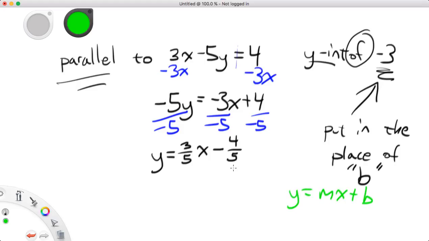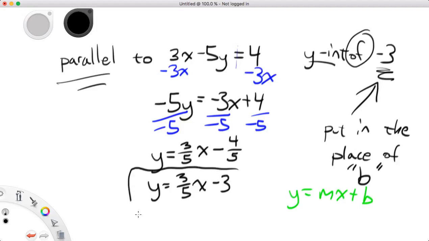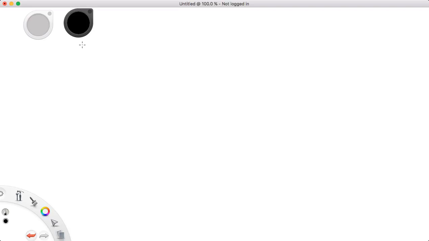Everything, every term divides by -5. And I'm going to end up with y all by itself equals -3 divided by -5 is positive 3/5 x. Positive 4 divided by -5 is a negative 4/5. Okay, so now we have our slope. We have a different y-intercept.